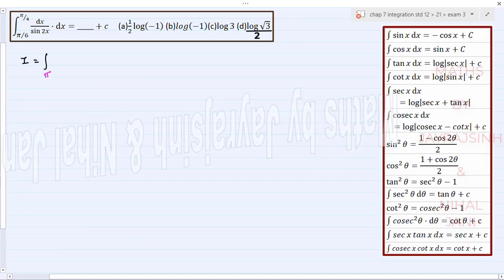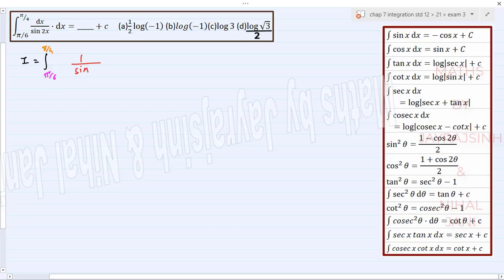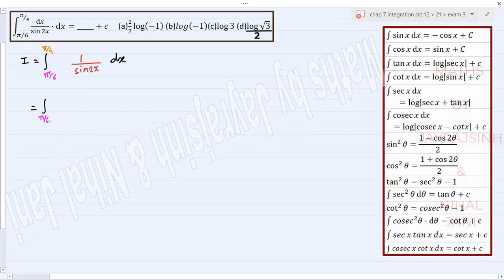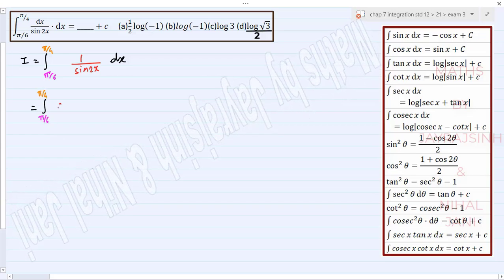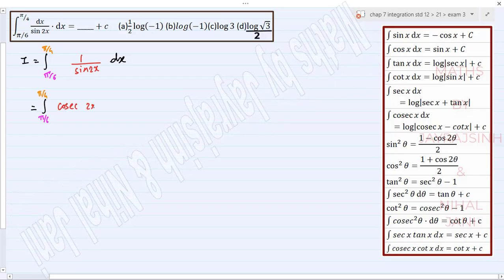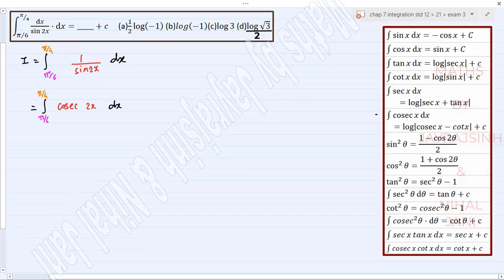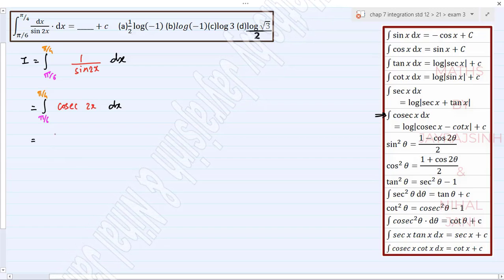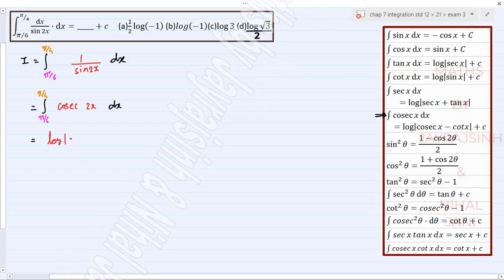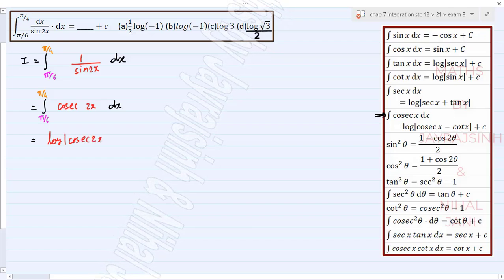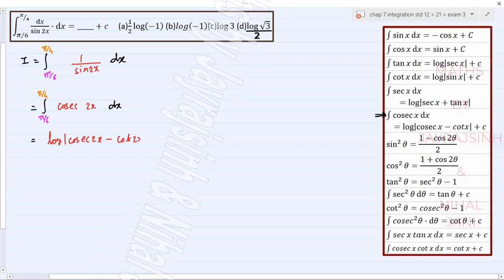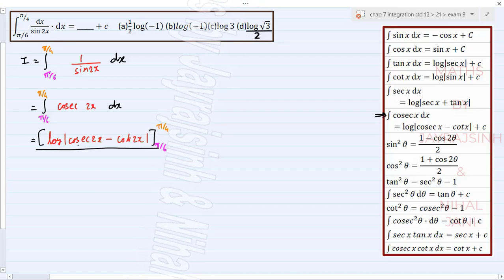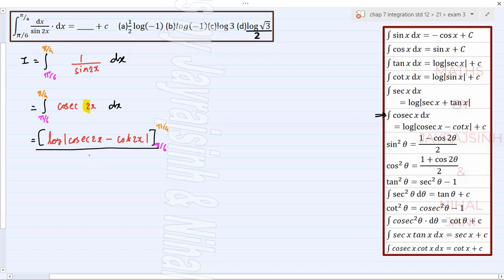Here we have to integrate 1 upon sin 2x from pi by 6 to pi by 4, or we can say this 1 by sin 2x can be rewritten as cosec 2x. Integration of cosec x is log|cosec x minus cot x|. So integration will be log|cosec 2x minus cot 2x|, with limits from pi by 6 to pi by 4, upon the coefficient of x, which is 2.